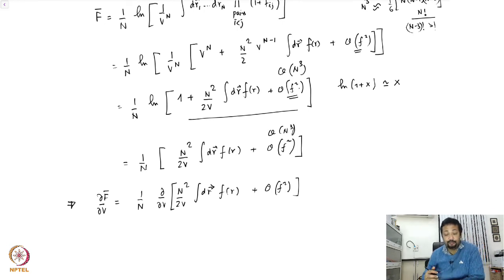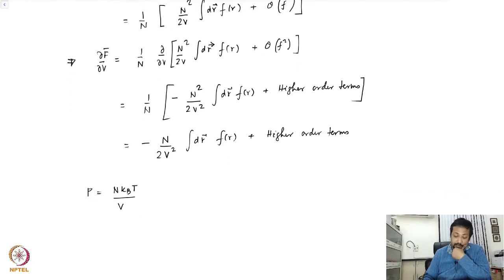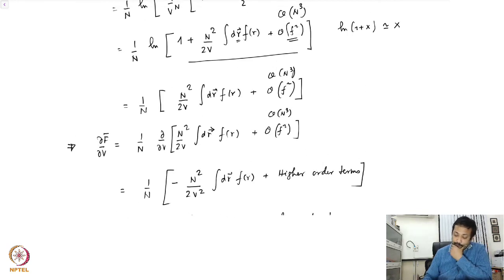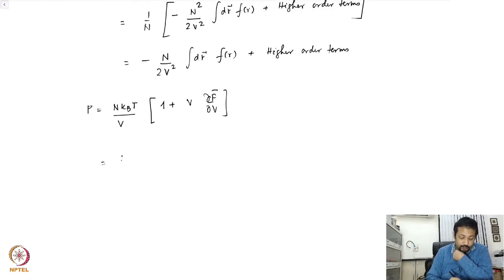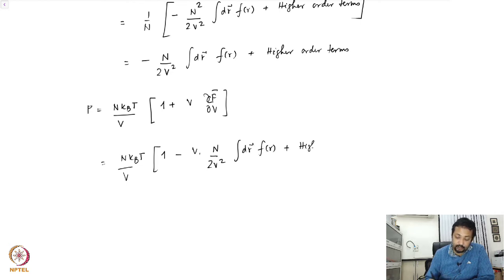So when you say that you ignore this f squared term, essentially you are looking at a term of the order of n cubed. Even though I have written it as order f squared, just to emphasize that I am ignoring those terms, in reality that translates, because after all you are going to integrate over this coordinate, to an order n cubed term which you have neglected. So then P equals N k_B T times 1 plus V ∂f̄/∂V, which is going to be N k_B T over V times 1 minus, let's substitute, V times N over 2V² ∫dr f(r) plus higher order terms.